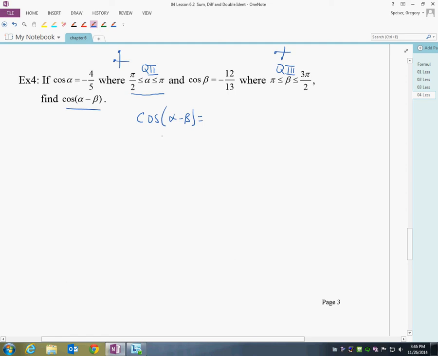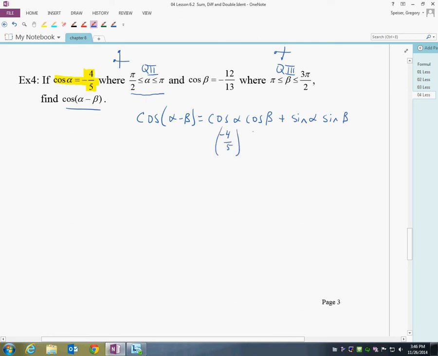Alpha minus beta is equal to, just from the formula sheet, cos of alpha times the cos of beta plus the sine of alpha times the sine of beta. Okay, so I know already what the cos of alpha is, right? Here's the cos of alpha. It's negative 4 over 5. So here where I see cos of alpha, I can put in negative 4 over 5.